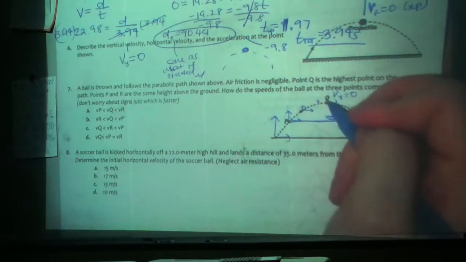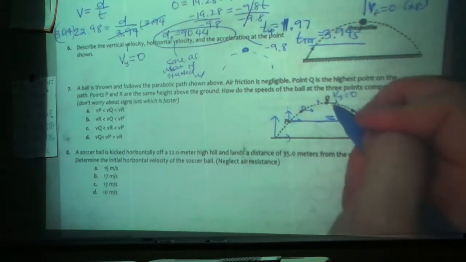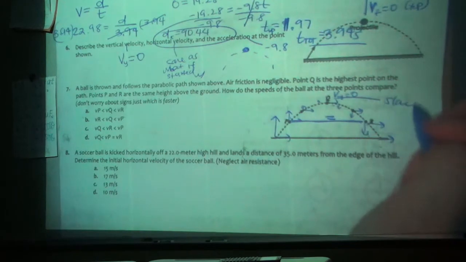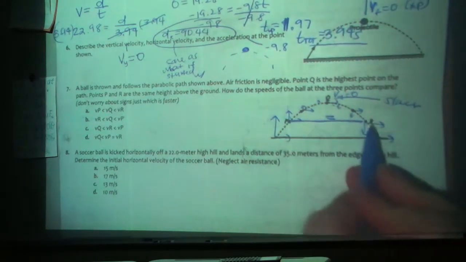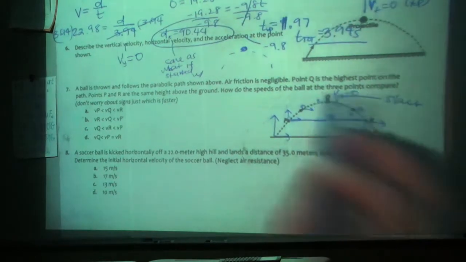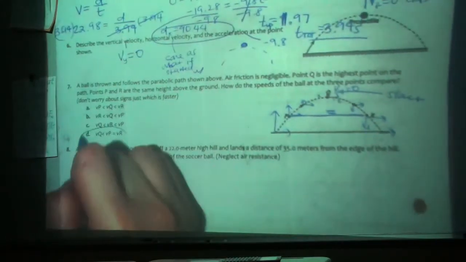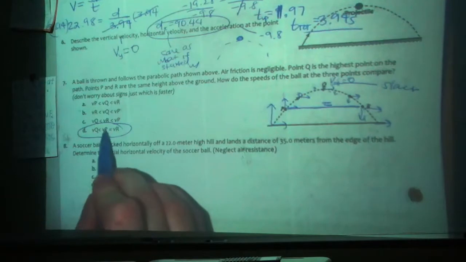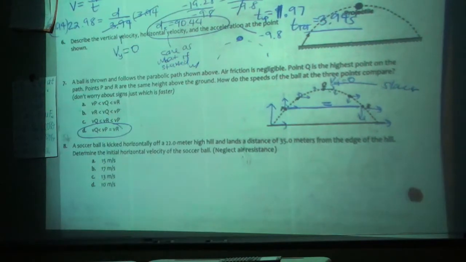At the top, my y velocity is 0, I only have the x, so this one is definitely going to be slower. So I know P and R are equal to each other, and Q is going to be slower, so your answer was D. Q is less than P and R, which are equal to one another.